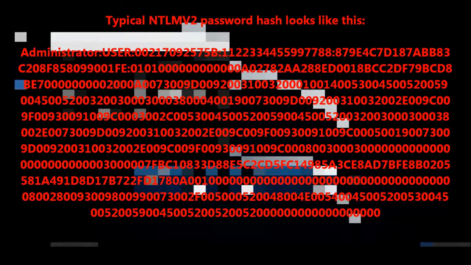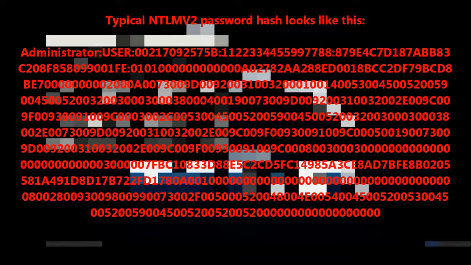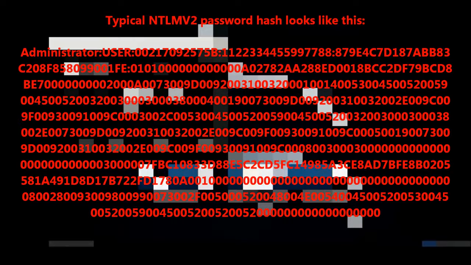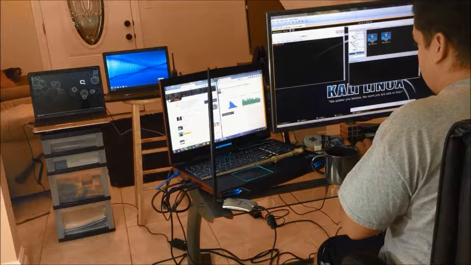I blocked it out here, but what's happening is there's some SMB traffic going on, which means that those computers are trying to start some sort of file share. This is a normal thing that computers do on networks. We take those password hashes and throw them into John the Ripper, and as you can see, he was able to crack the password hashes in about 5 seconds. So now I have the administrator username and password for both computers.